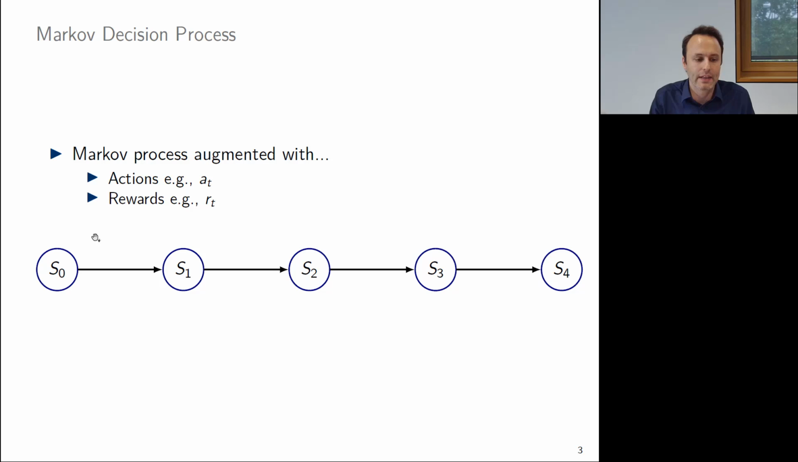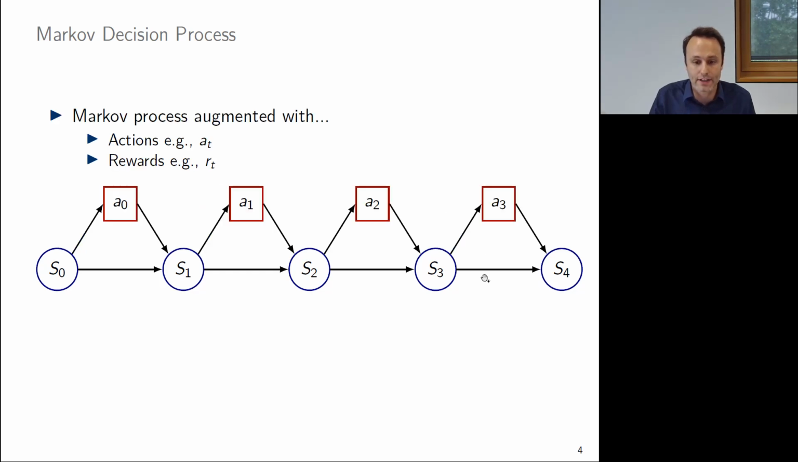And here we have in circles the states, and the circles denote that we look at random variables. And the probability to end up in the next state is determined by the last state that we have been in. So this is a first order Markov process that is stationary as well.